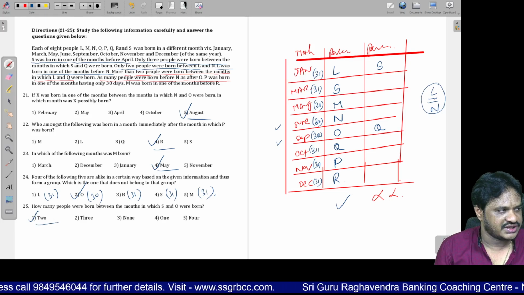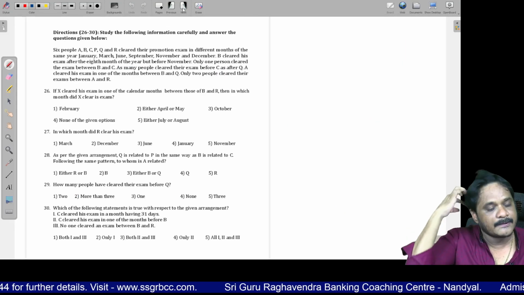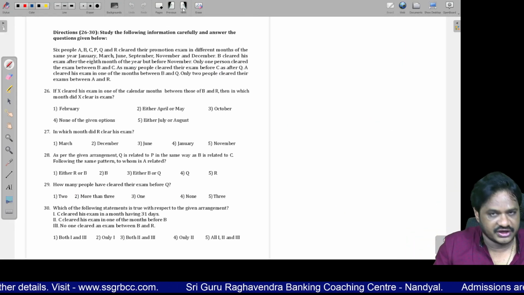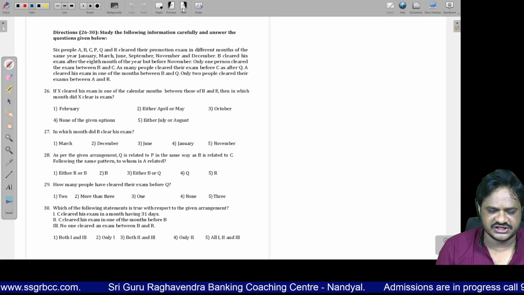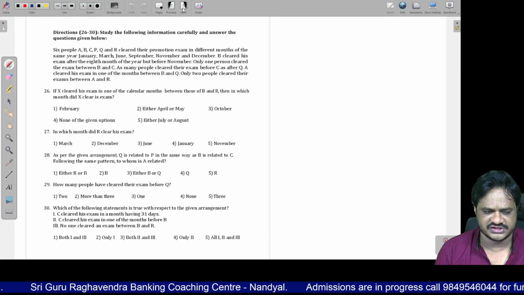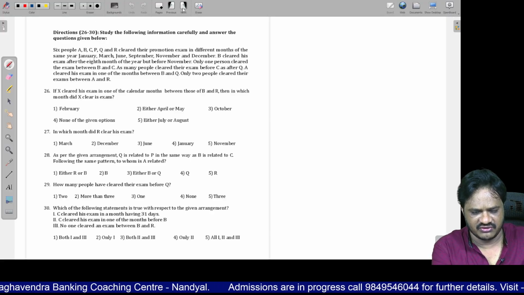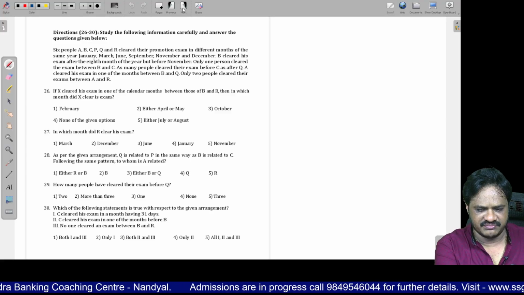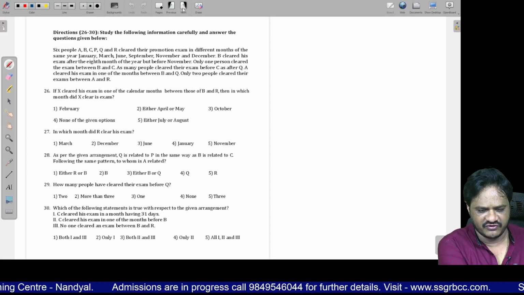Now let us see the next question, 26 to 30. Study the following information carefully, then answer the questions. There are 6 people who are clearing their promotion exam in the months of the same year: January, March, June, September, November, and December. B cleared his exam after the 8th month of the year, but before November.